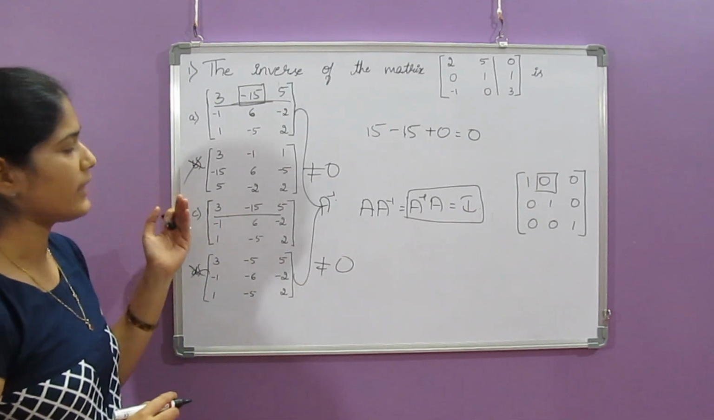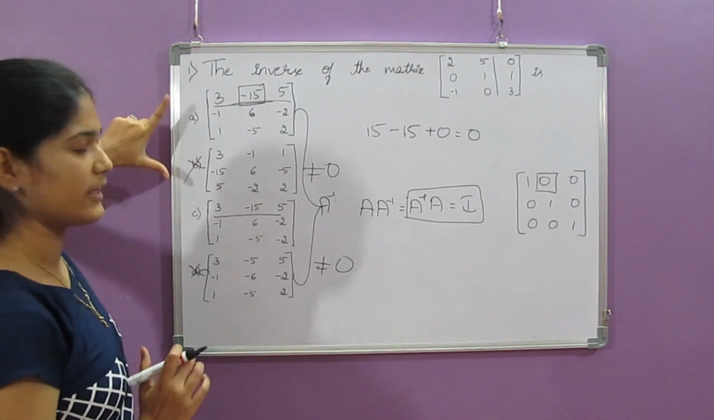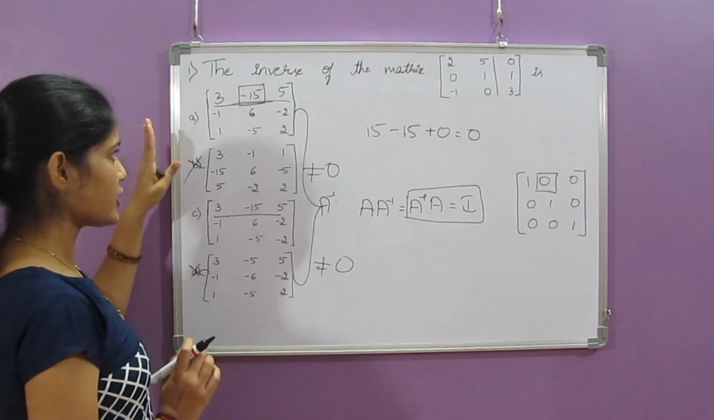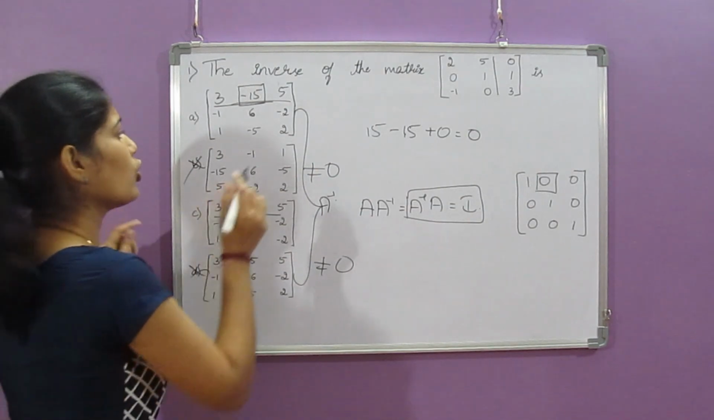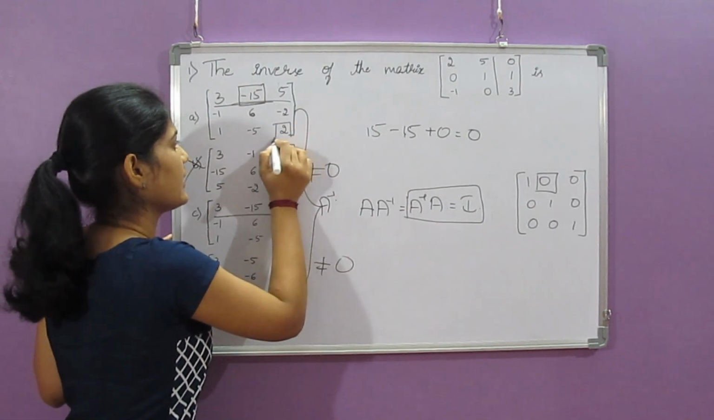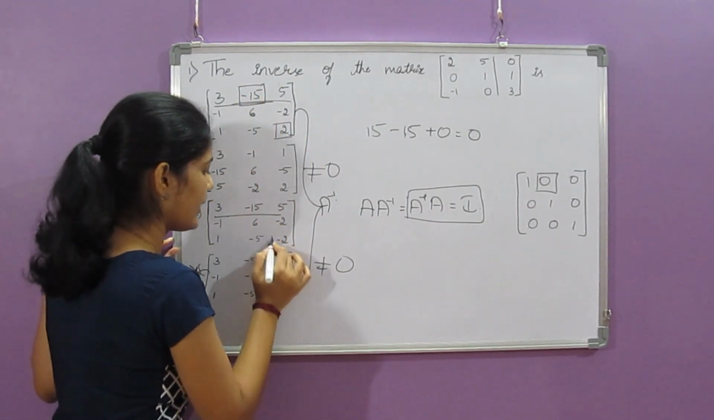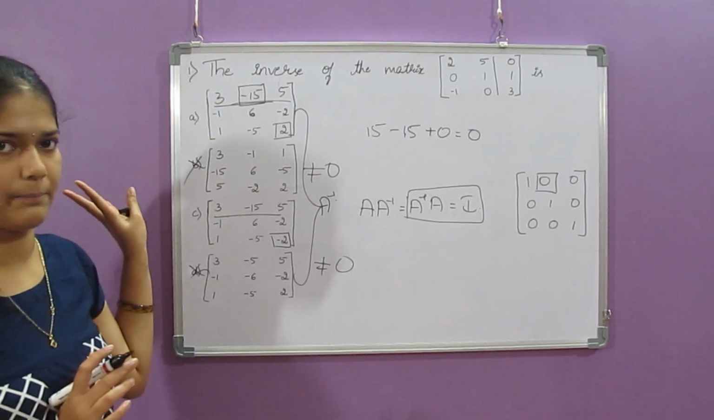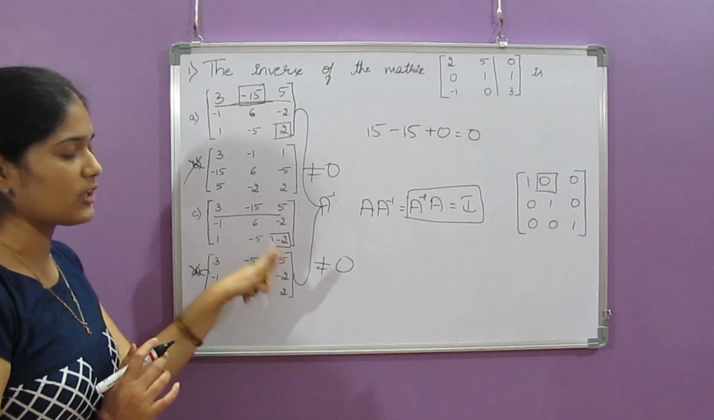That means directly we can reject these two options. Now what we have to do? Observe here. We have to check only for these two options, right? In these two options the numbers differ only in this position. That is, here we have plus 2 and here we have minus 2. Except that, all other entries are same. So now check for this position.